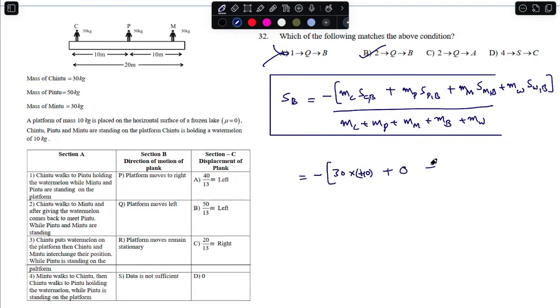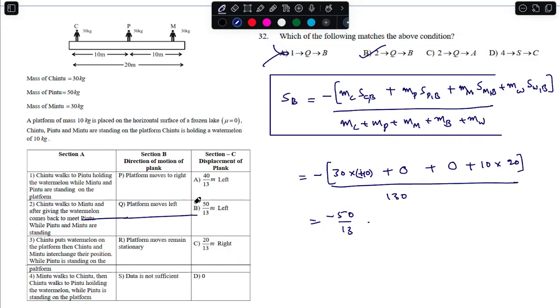This does not move, and this does not move. What happened to the watermelon? 10 times 20 by 130. We calculated that already. So minus 30 plus 300 plus 200, 500, means minus 50 by 130. So very clearly left. So therefore 2QB.